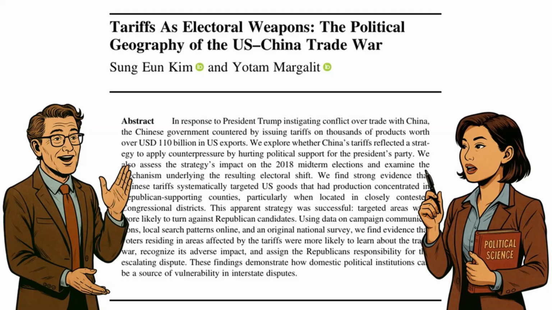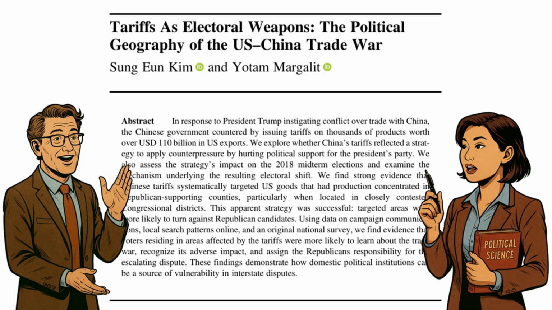To get things started, let's discuss "Tariffs as Electoral Weapons: The Political Geography of the US-China Trade War." This article was authored by Sung Eun Kim and Yotam Margalit. It was published in 2021 by Cambridge in International Organization. Let's start with the basics. What is the central question this paper is asking?